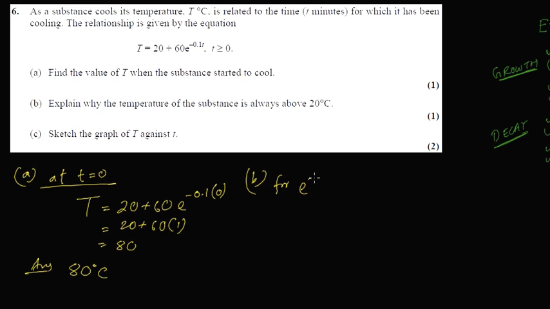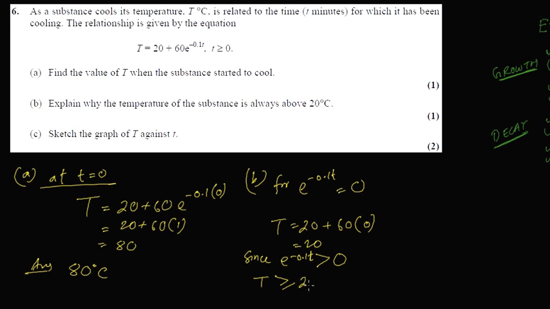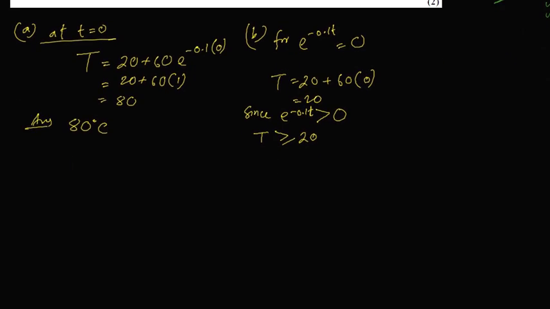for e to the power minus 0.1 t equal to 0, we can write temperature T is 20 plus 60 into 0, which is 20. So T has to be equal to 20. But explain why the temperature of the substance is always above 20 degrees Celsius. Since e to the power minus 0.1 t is always greater than 0, T will always be greater than 20. And that is the explanation. Now the sketch.